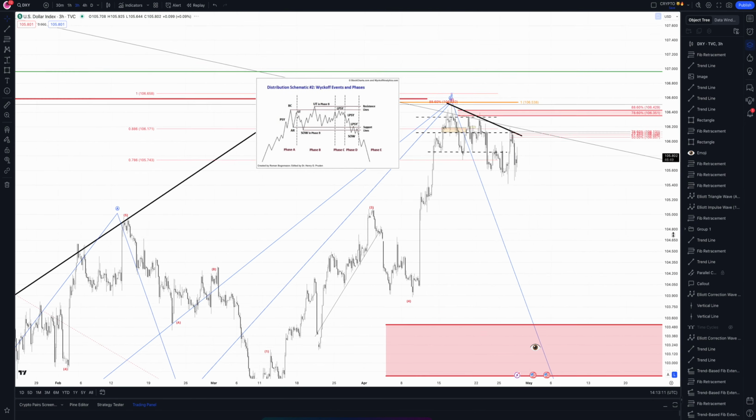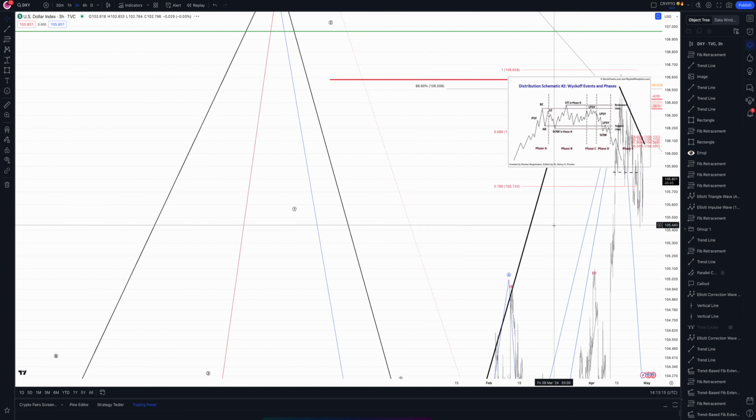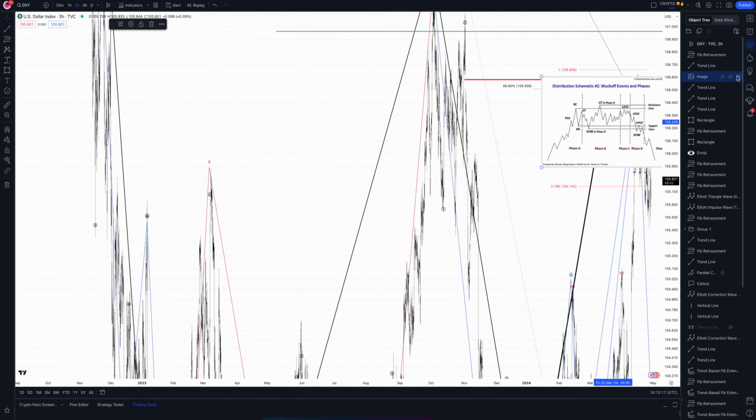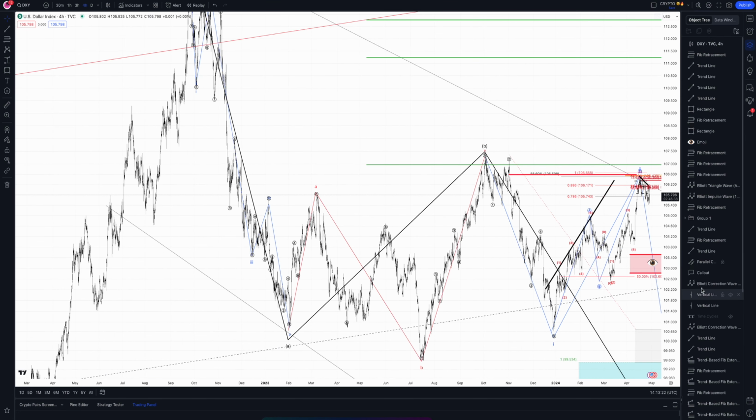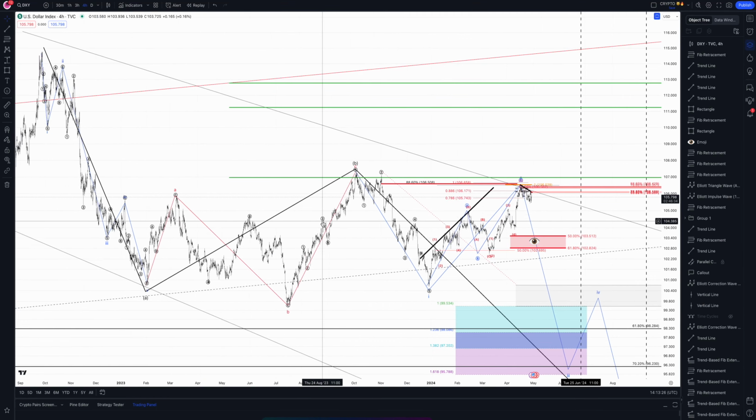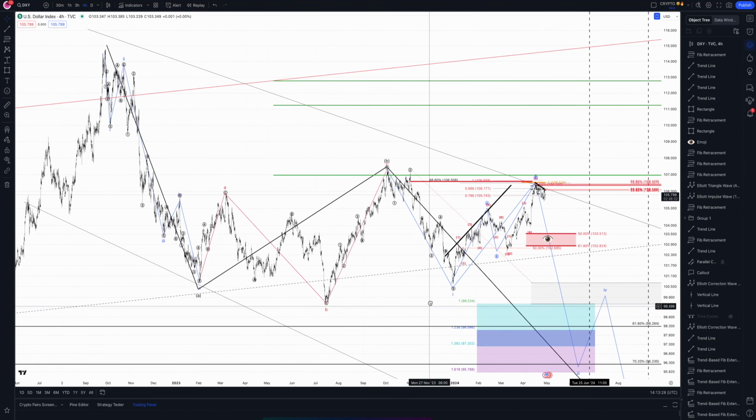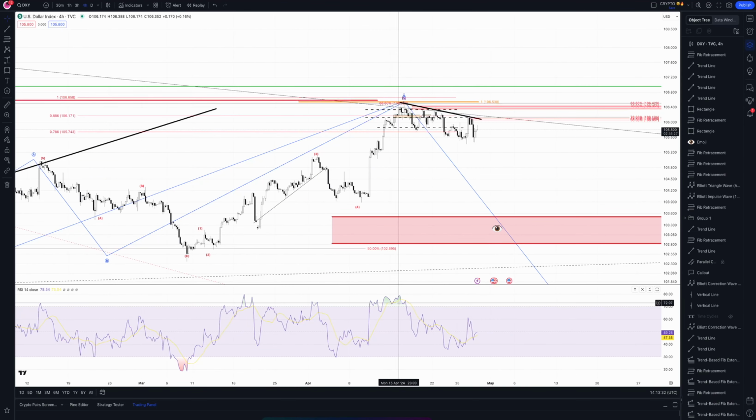So let's take a look at the DXY here before I end this video. And we do have a little bit of distribution here on the 3-hour time frame. Let's take a look at this on the 4-hour over here. Okay, we're still on track to go down, and we are printing bearish divergence. Don't forget that.